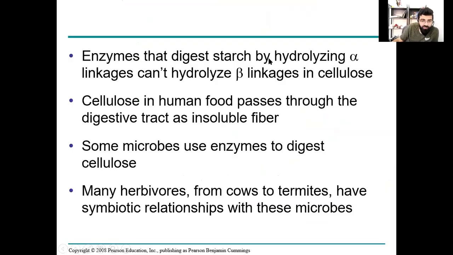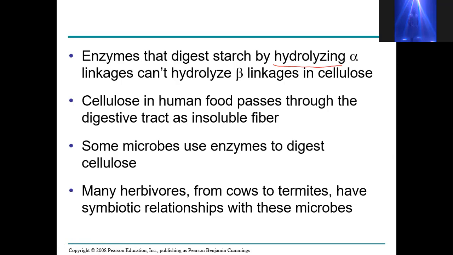Enzymes that digest starch by hydrolysis. You know hydrolysis? Hydrolysis is the opposite of dehydration. It's an enzyme used to break down the bond. Dehydration forms the bond. Hydrolysis breaks down the bond, by adding water. Our enzymes that digest starch by hydrolysis are alpha linked and cannot hydrolyze beta. So to break down the alpha bond you need enzymes, and another enzyme to break down the beta bond.